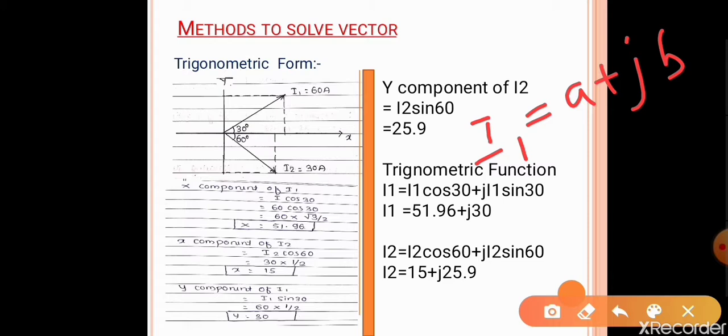Now the trigonometric function, how can you write I1? I1 equals I1 cos 30 plus j I1 sin 30. We have already resolved the components, that is the x component and y component, so directly substitute the values. I1 equals 51.96 plus j 30, and same as I2 equals I2 cos 60 plus j I2 sin 60, that is I2 equal to 15 plus j 25.9.